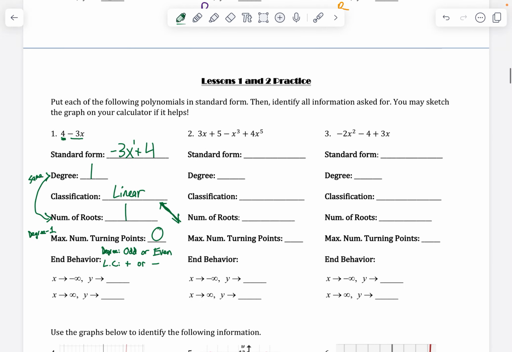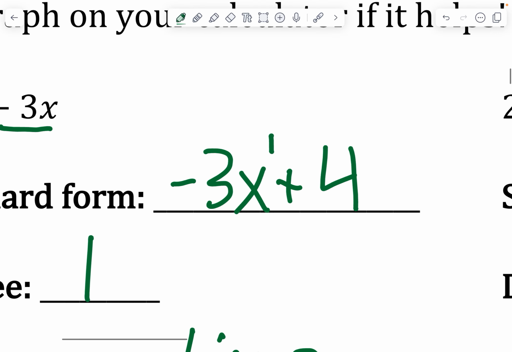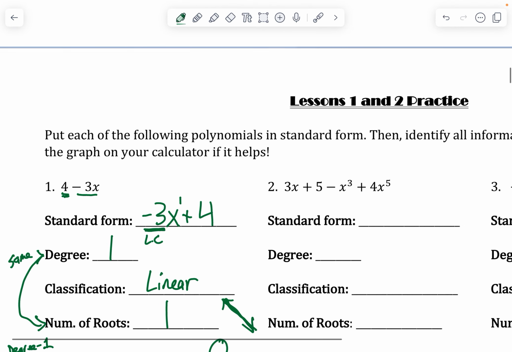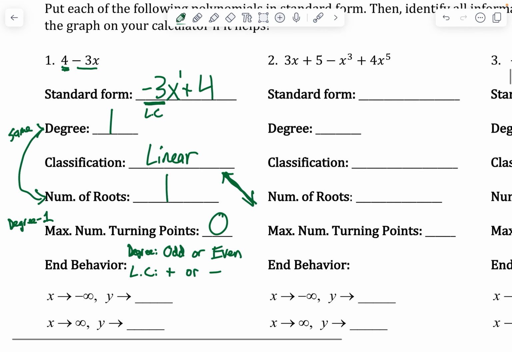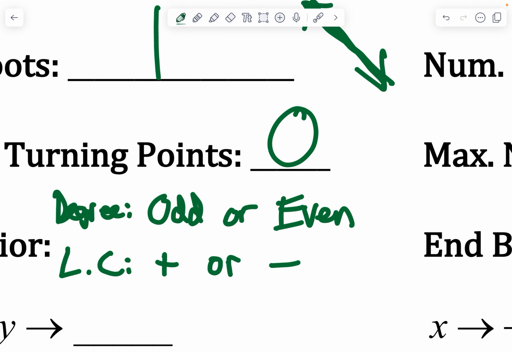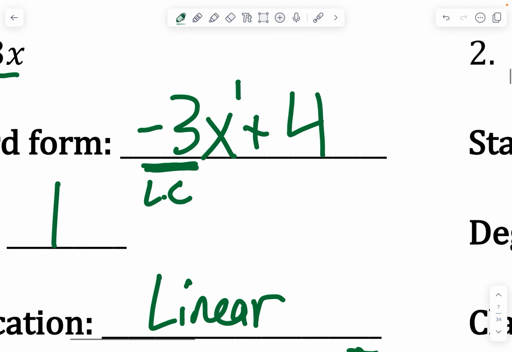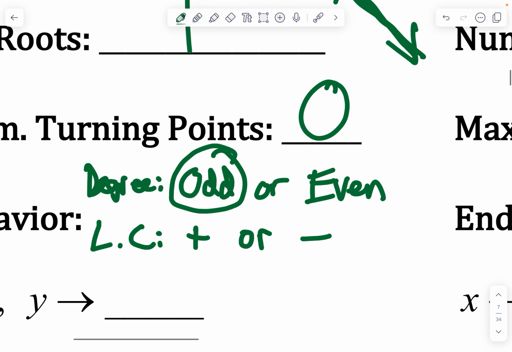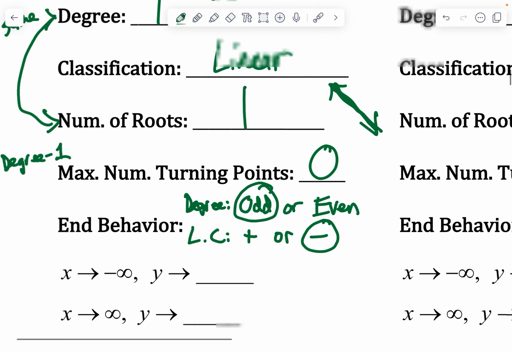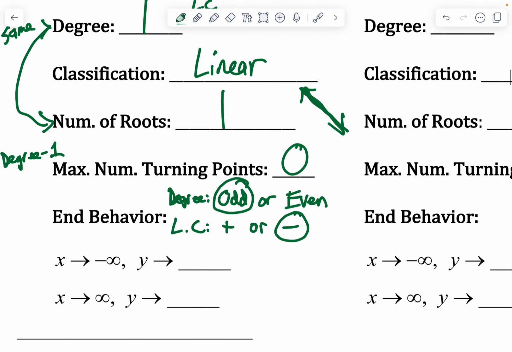Okay, now reminder, what's your leading coefficient? Remember, your leading coefficient is, when it's in standard form, that front one right there. There's your leading coefficient, that front number and sign. Okay, so let's answer these questions real quick. We said our degree was 1, which is going to be odd. And then look, we said the leading coefficient was negative 3 with that x there. So our leading coefficient is negative. So there's 2 things that tells us about our end behavior.